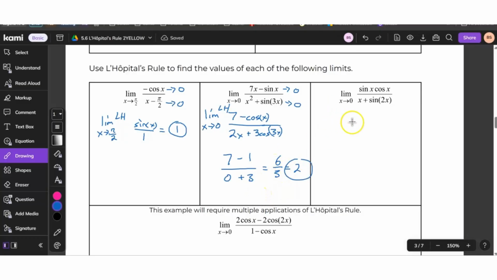Look at us go. All right, sine of 0 is 0. This is going to be 0 plus 0. So we're going to have to L'Hopital that. The limit as x approaches 0 of L'Hopital. Hey, that's a product rule. So this is going to be cos squared. And then the derivative of cosine is negative sine, so even though it's technically plus, it'll be negative.